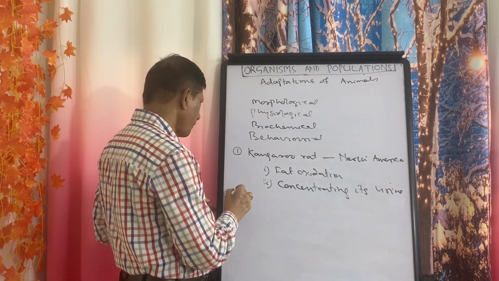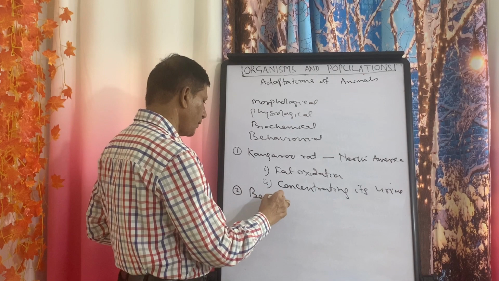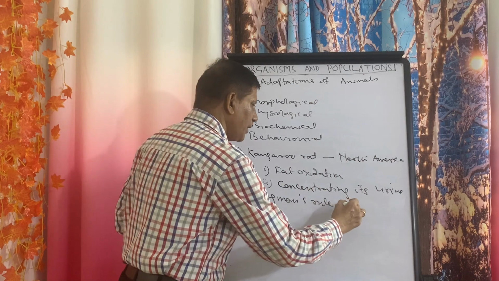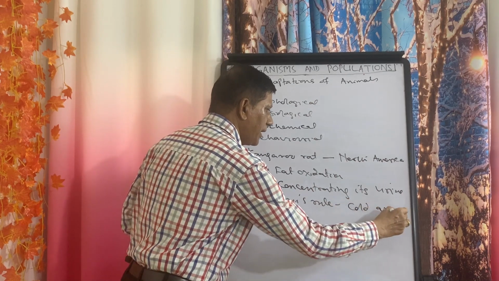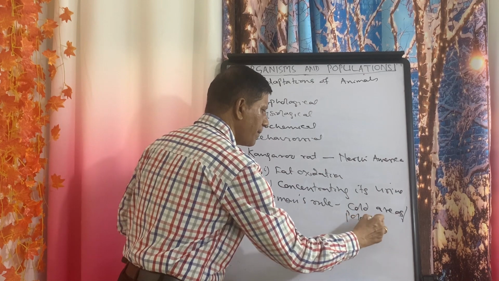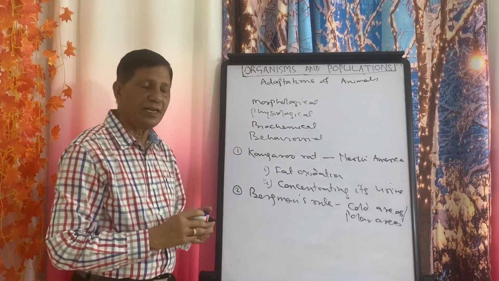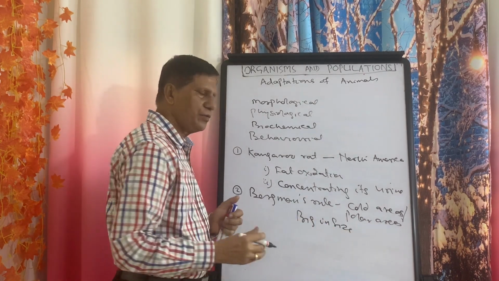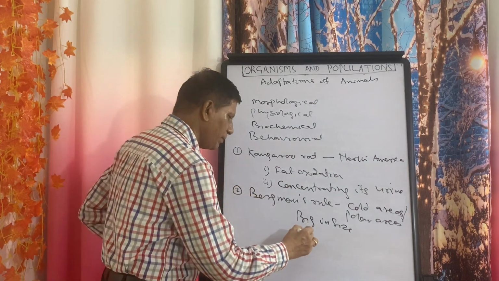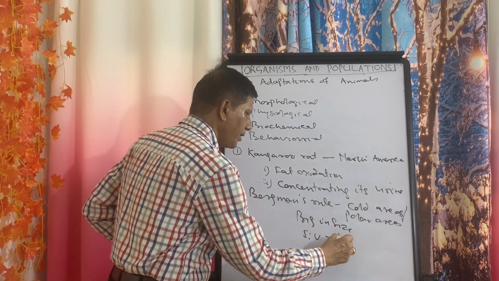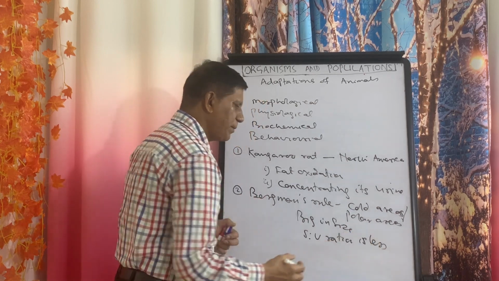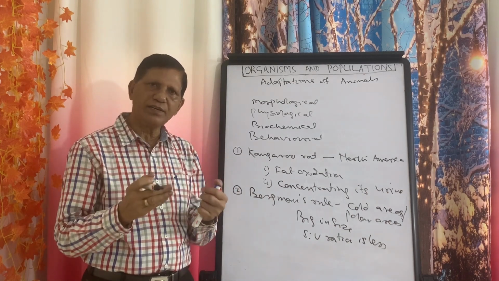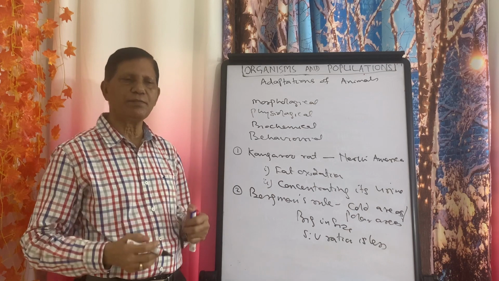Then take your second case, Bergmann's rule. You will find that in cold areas, or polar areas, the animals which survive are very big in size. Because when the size becomes big, the surface area to volume ratio is less. That means with respect to volume, the surface area is quite less, so the loss of heat will be less. That is why they can survive.